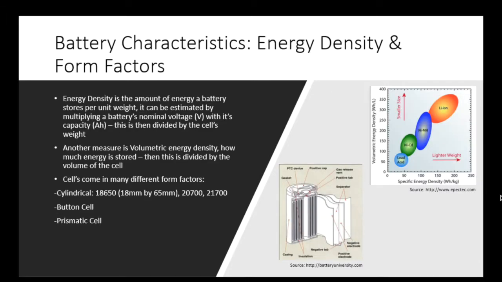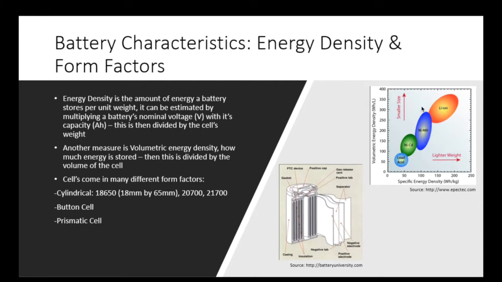The next characteristics of batteries are their energy density and their form factors. Energy density is a measure of how much energy you have per unit weight or per unit volume for a battery. This can be estimated by taking a battery's nominal voltage and multiplying it with its capacitance, and then dividing by the weight or volume gives you a good estimate. And you can see that batteries vary in their energy densities.